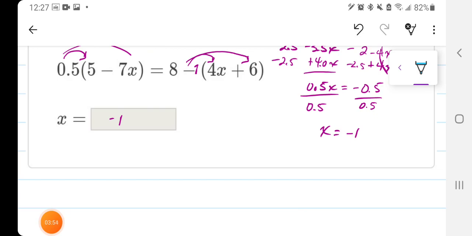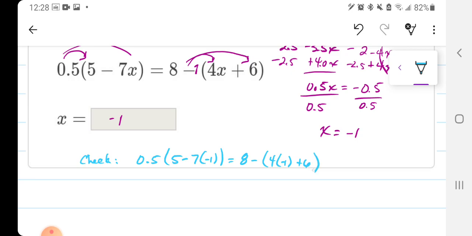And let's end this by checking that problem because it felt too easy, right? It feels too easy, suspiciously easy. So we're going to see if negative 1 is the answer. So to check it, once again, you're just going to throw in the number that you got. So 0.5 times 5 minus 7 times a negative 1 equals 8 minus 4 times a negative 1 plus 6.